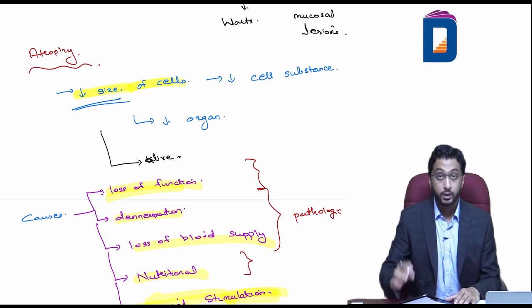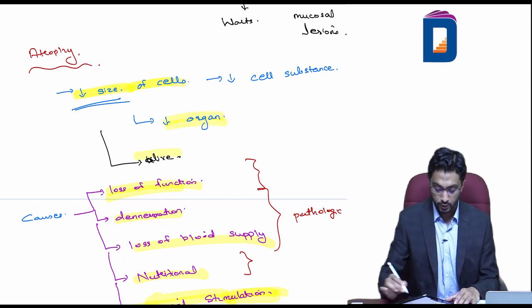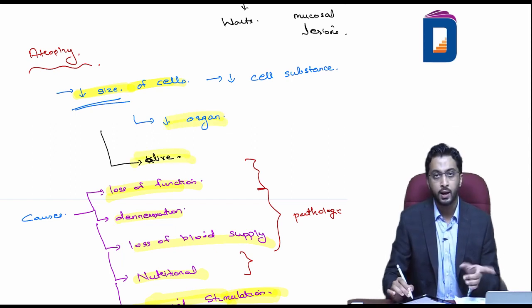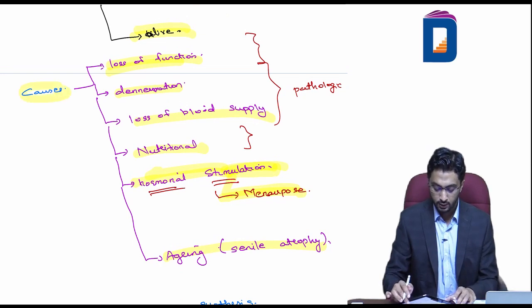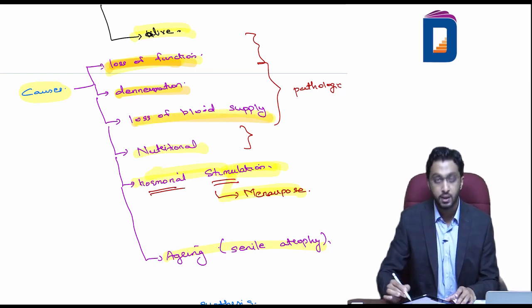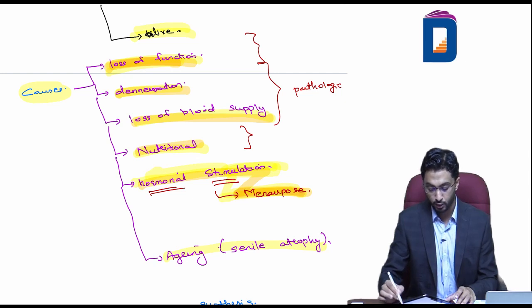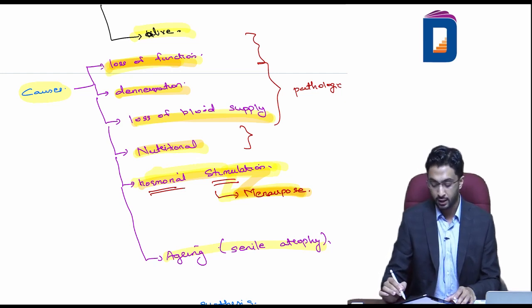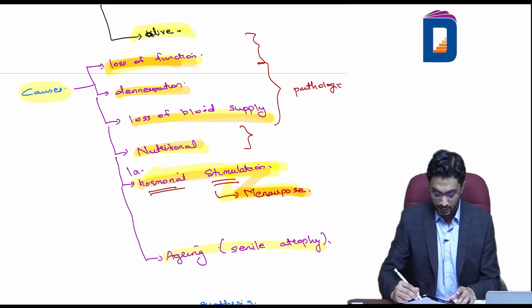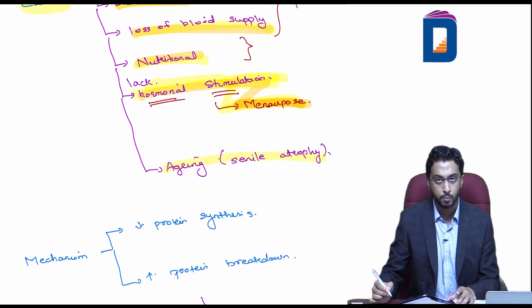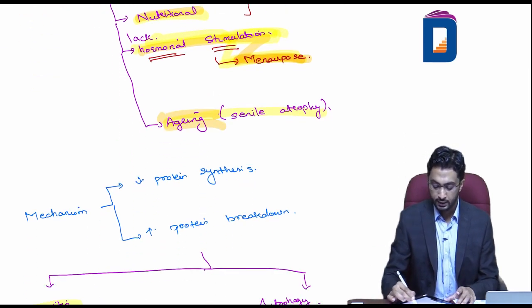Okay, due to decrease in cell substance, and this decrease in organ. But the cell is alive, unlike in case of apoptosis. Then the different causes we studied: loss of function, denervation, loss of blood supply, nutritional deficiencies, and hormonal stimulation, very important. It happens in lack of hormonal stimulation, which is seen in menopause. It's a physiologic mechanism. Another is aging.